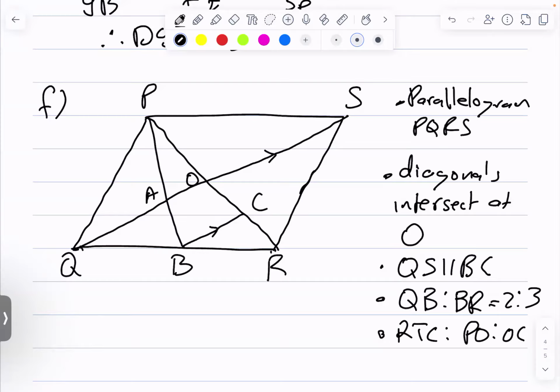You state that QS is parallel to BC. Okay, so we know first.